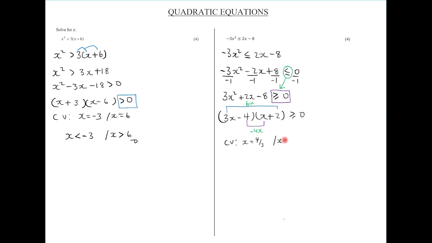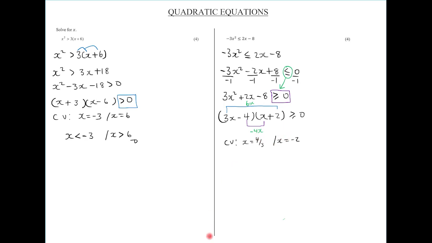Now if this way of factorizing is confusing you, remember in the previous video I showed you how you can do exactly the same thing using the quadratic formula. So go over that video and make sure that you learn that one, so that you can also factorize the way that I do. Now I've got my critical values: 4 over 3, and the other one is -2.